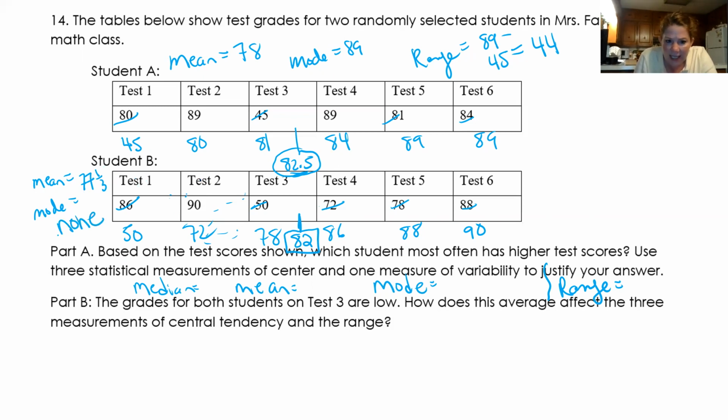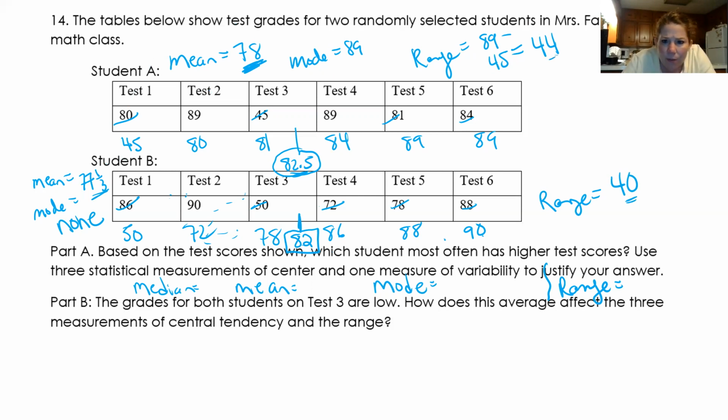So the question is, which student most often has higher test scores? So let's look at the means. The mean for student A is a little bit bigger than student B, right? The range, I forgot to find the range. The range for student B is 40. So there's a smaller range for student B than student A, right?